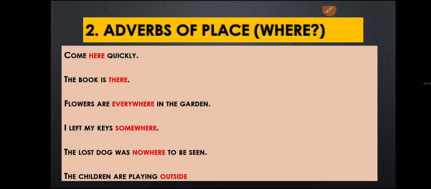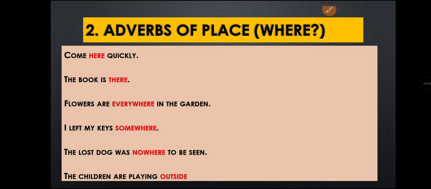So here playing is a verb. Where playing? Outside. Outside is an adverb of place. The dog was lost. Lost is a verb. Where was it seen? Nowhere. That nowhere is nothing but it is telling about place. There is no fixed place. That is the answer. I left my keys somewhere. Left is a verb. Where did you leave the keys? Somewhere. Somewhere is adverb of place. So here we are getting the clear idea about that.